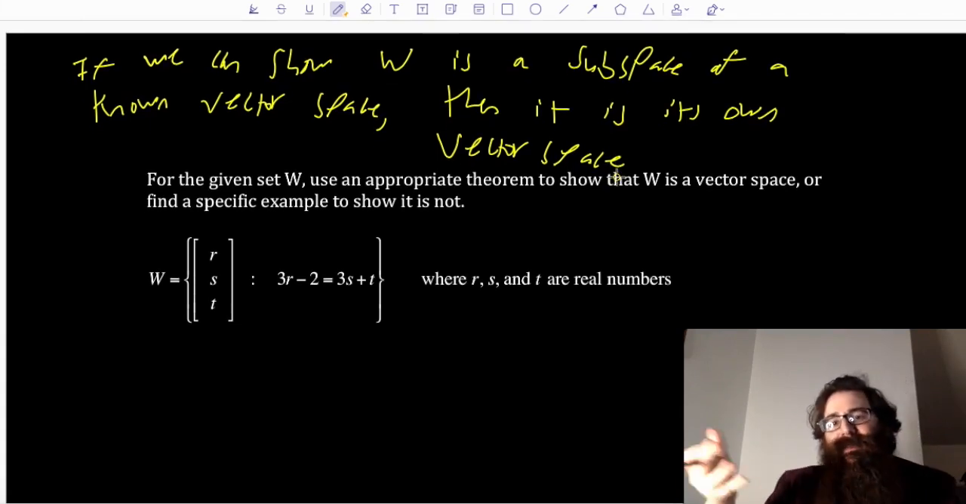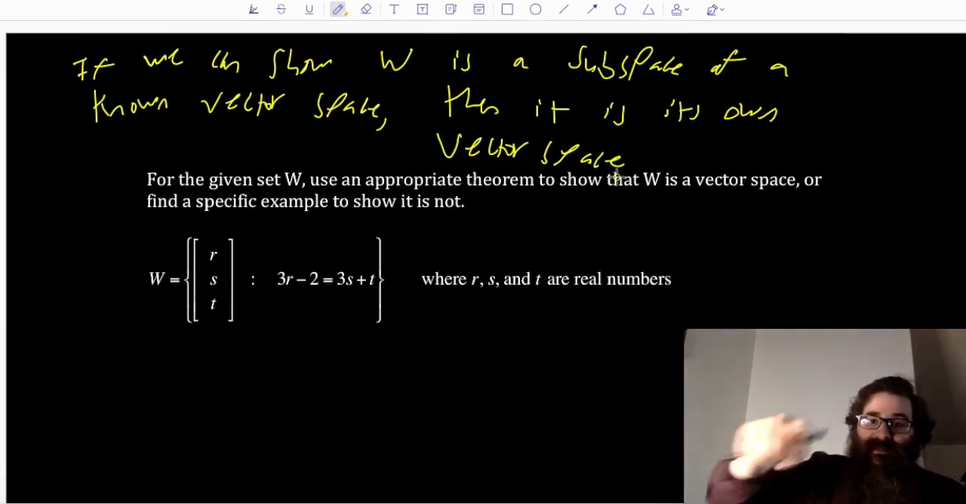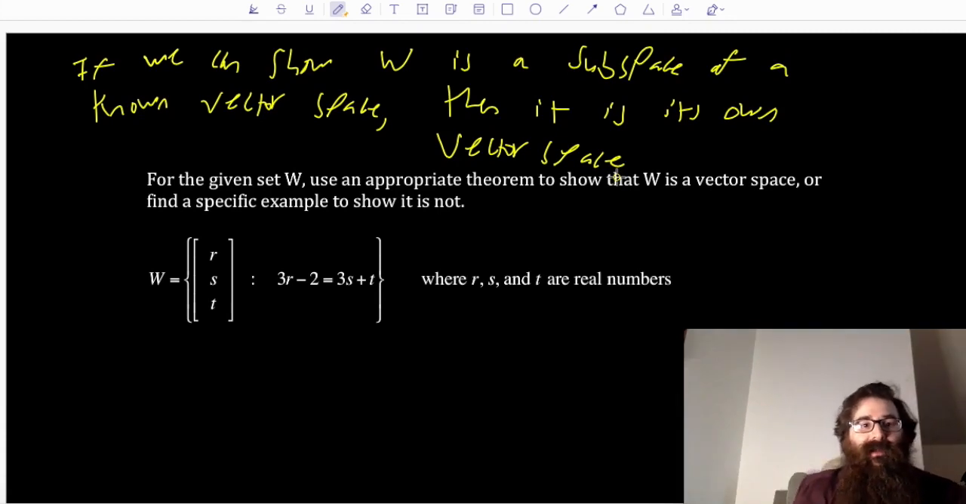Anyways, let's talk about this example. Here we're talking about vectors in R3. I have a vector with entries r, s, t, so 3 entries, such that 3r minus 2 is equal to 3s plus t, where r, s, and t are real numbers. So far, everything looks pretty normal. But if I want to argue that this is a vector space, then I want to show that it is a subspace of R3, and to show that something is a subspace, I have to check 3 properties.